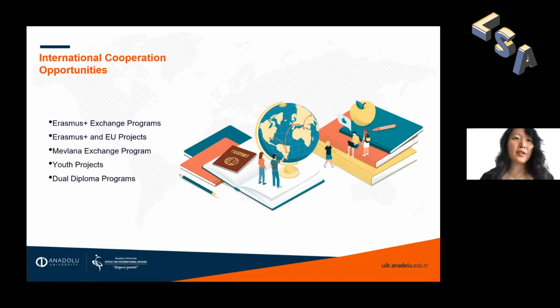So international cooperation opportunities with Anadolu University include the following 5. One is Erasmus. We have 2 kinds of Erasmus. One is with European countries. Another is Erasmus with partner countries. ITS is an Erasmus partner as well, from 2015, I think. And the Mevlana exchange program, we are a Mevlana partner as well with ITS. Youth projects, these belong to Erasmus, and dual diploma programs.